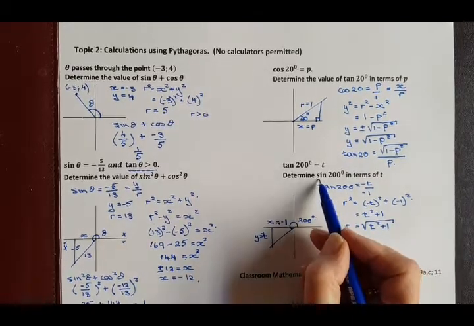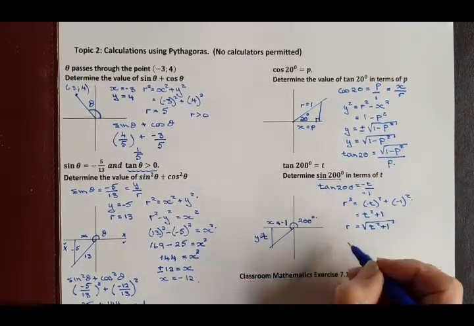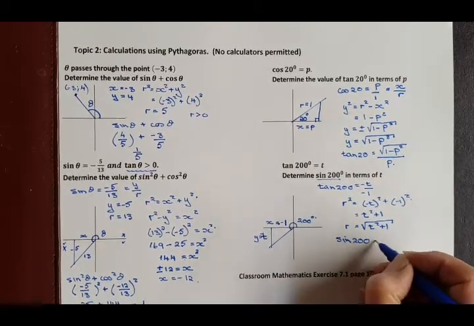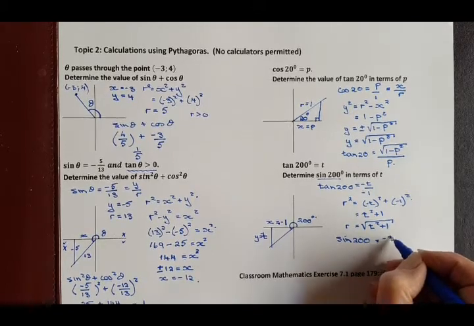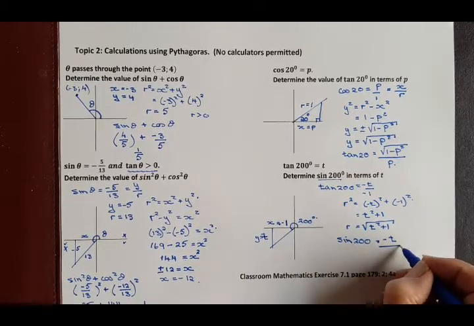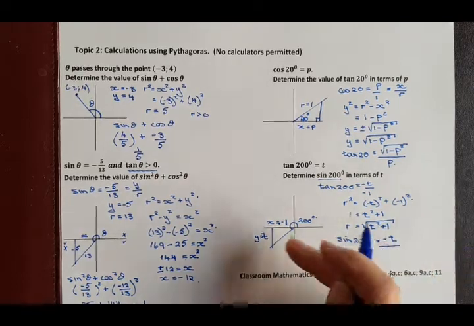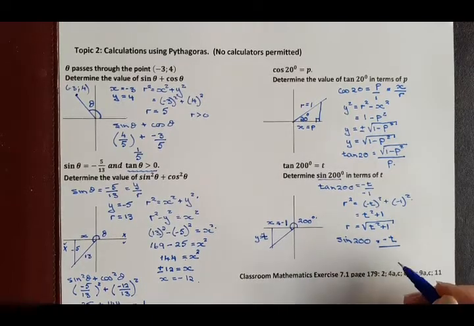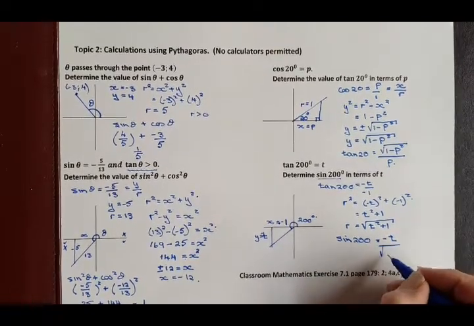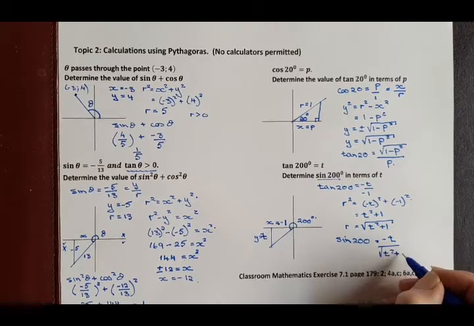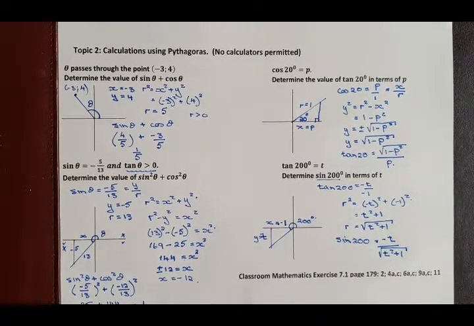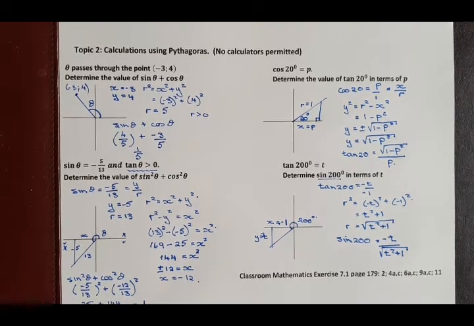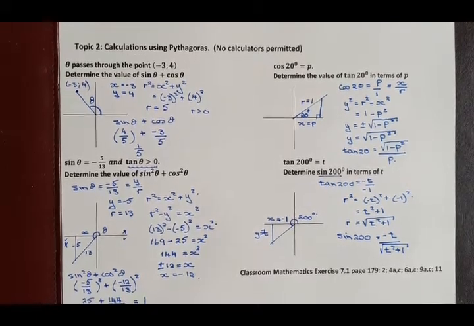And I asked you now for the value of sine 200. And so sine of 200 degrees is just equal to my y value, which is minus t, over my r value, I beg your pardon, I'm looking for sine. My r value, which is the square root of t squared plus 1. Right, if you turn to classroom mathematics, there are a couple of examples of the similar type for you to practice.